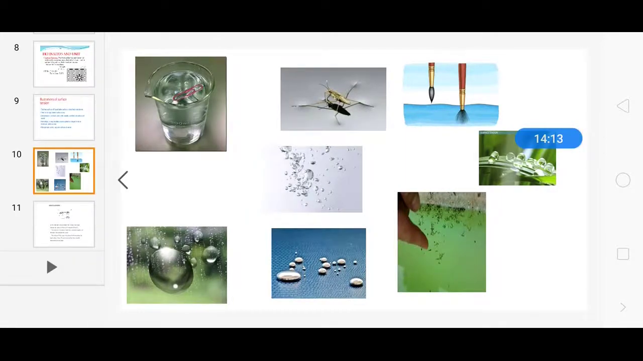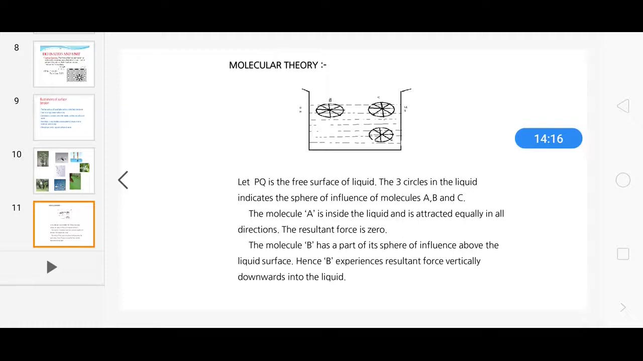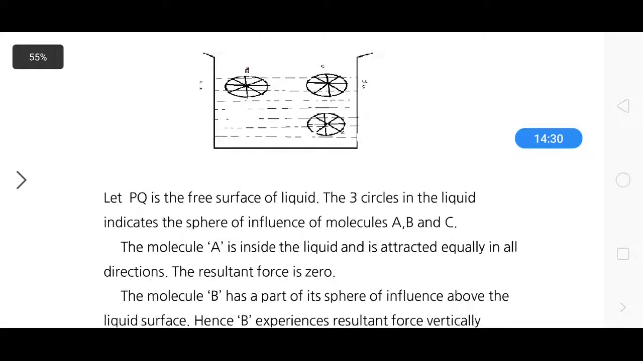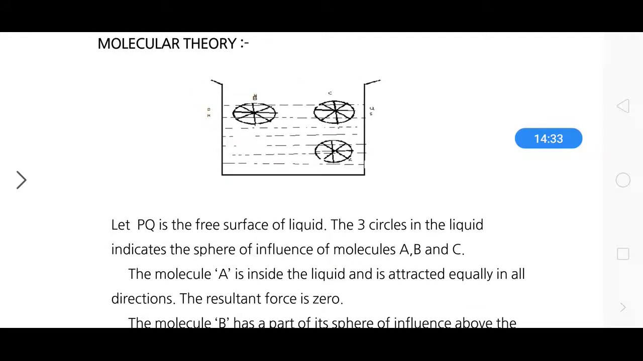Next one, the molecular theory. The surface tension can be explained on the basis of molecular theory. To explain this, I am considering one beaker. There is a beaker, and I pour some water into it, and here PQ is the free surface of the liquid. I am considering three circles, meaning three molecules, selected on the surface.